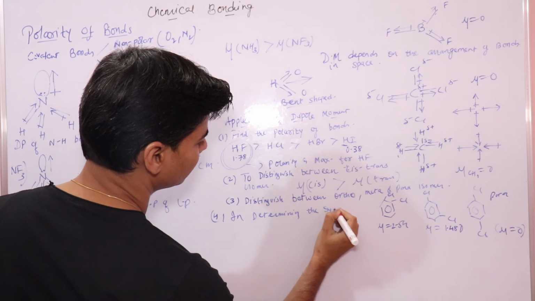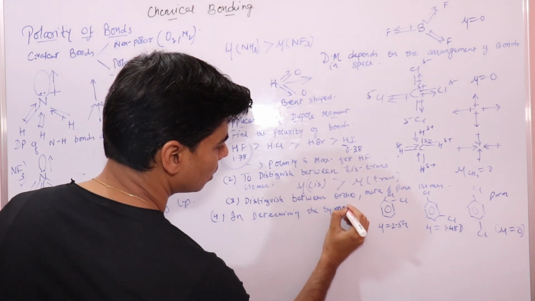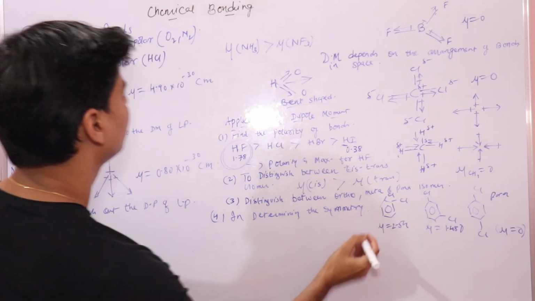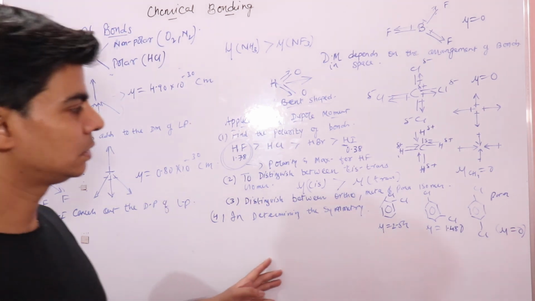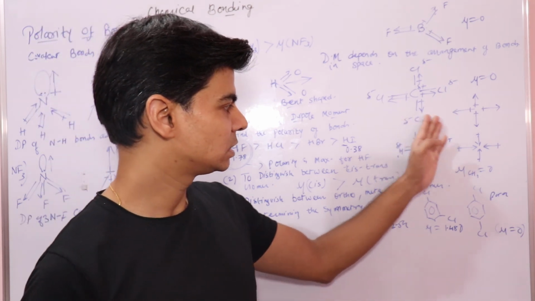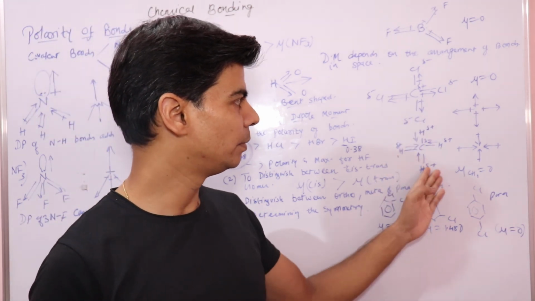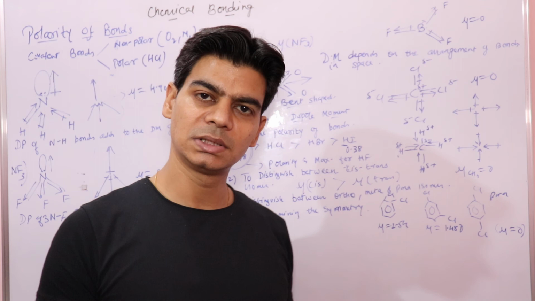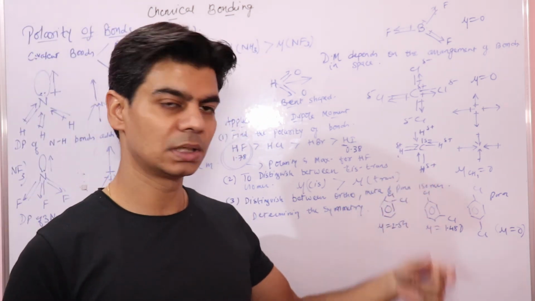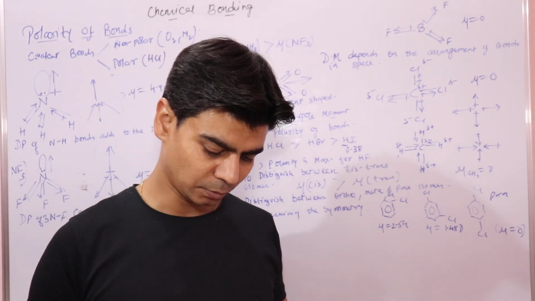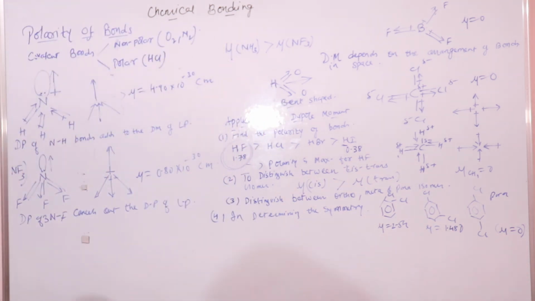Fourth important application is in determining the symmetry of the molecule. Whichever molecule has a dipole moment equal to 0 is a symmetric molecule. Otherwise, if the dipole moment has a certain value, the molecule is not symmetric.